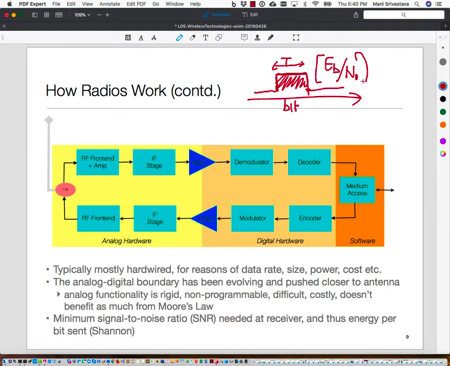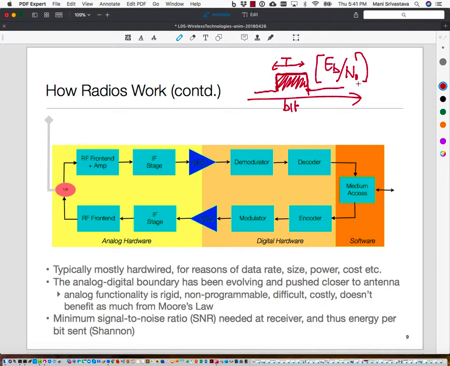So what it means is that I can increase the energy if I transmit slowly, because if my signal strength is too low, I can accumulate it over a longer period of time. So I can always, by lowering the rate at which I'm transmitting, make my Eb over N0 adequate. If I am on the flip side, if I am able to transmit signals at a high power, or I'm able to receive them at a sufficiently high power, then I would be able to increase the data rate.